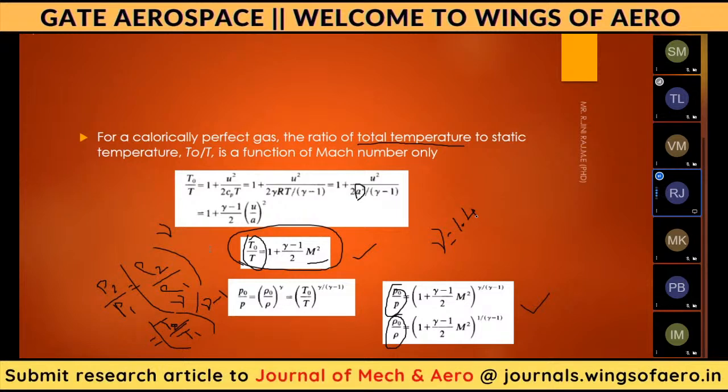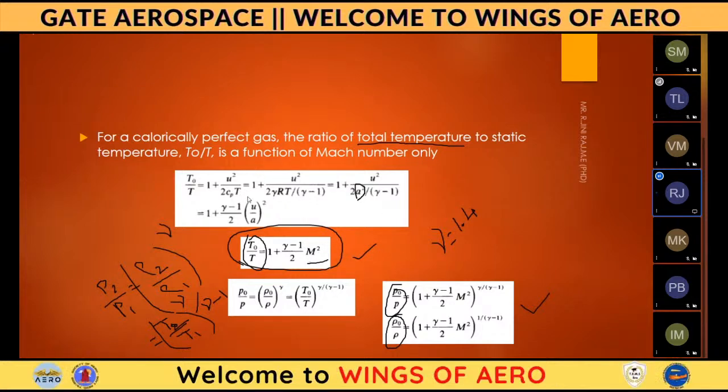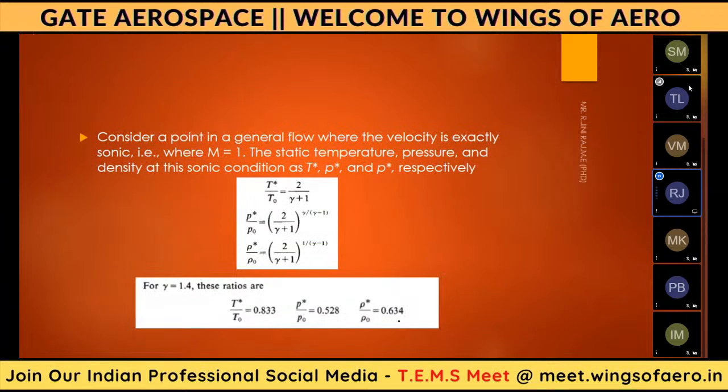Then by substituting it, we can get the temperature ratios. Total temperature to static temperature ratio we can get, right? So if we know the Mach number value, we can find the ratios of stagnant to static temperature, and also stagnant to static pressure, and also stagnant to static density. Okay, that's what I have done.